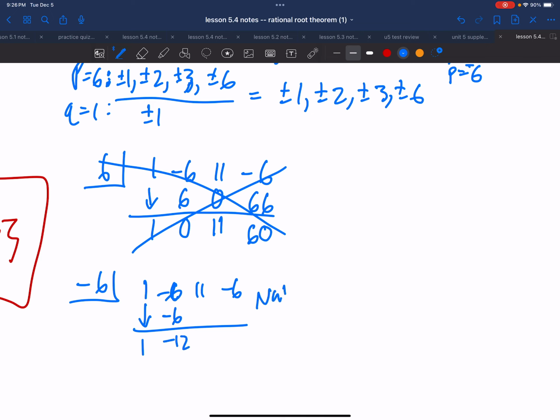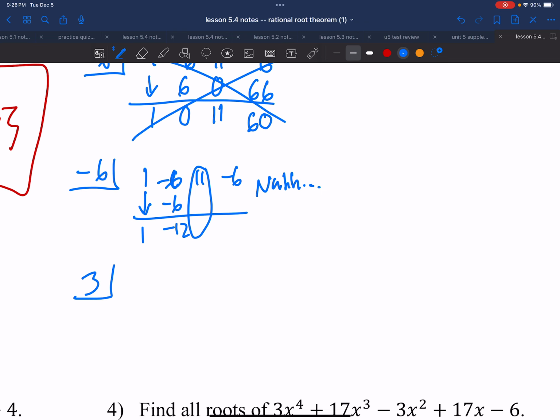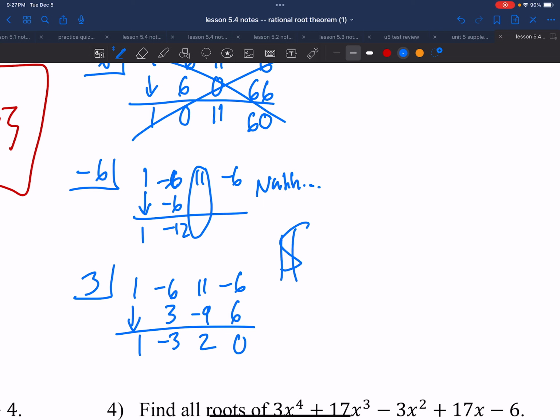I say, nah. You know that's not going to work. Negative 12 times 6, you can put that with 11? Yeah, right. Give me a break. Let's try 3. 1, negative 6, 11, negative 6. Drop the 1. 1 times 3. Negative 6 plus 3 is negative 3. That's negative 9. 2 times 3 is 6. There we go. There's the cash money, baby. We did it. We did it.